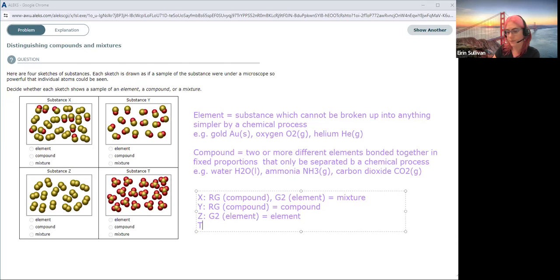And then lastly, substance T. What have we got here? Ooh, that's pretty. So we have a compound here. If I was going to write a chemical formula for it, I would say it's GR subscript 3. So there's 3 red atoms for every 1 gold atom. Those are bonded together, so that would be a compound. And that is all that there is in that box. I don't see anything else. So I would go ahead and call that a pure compound.